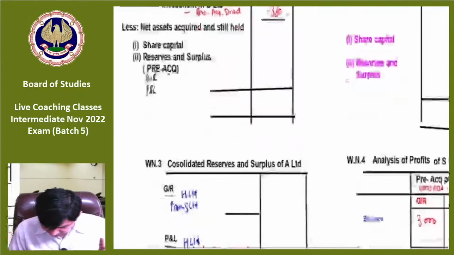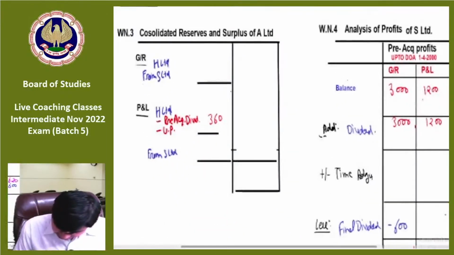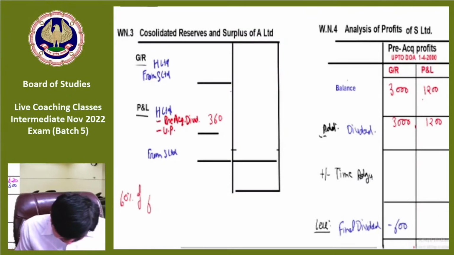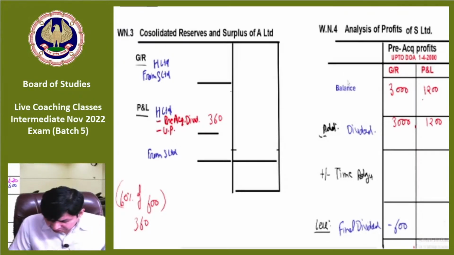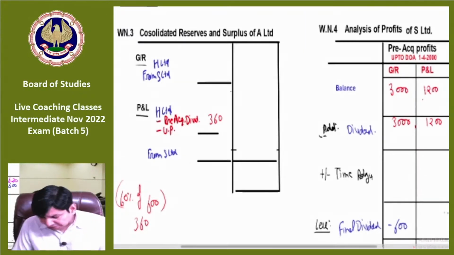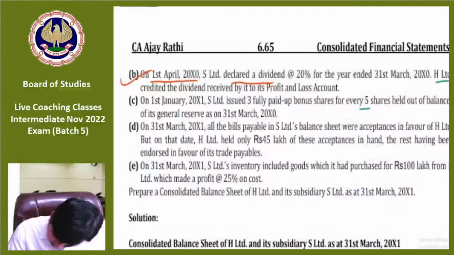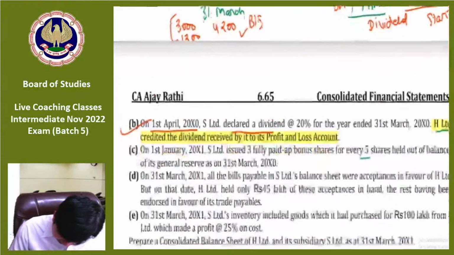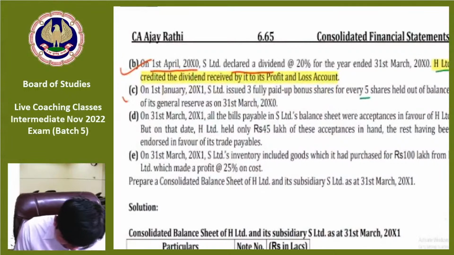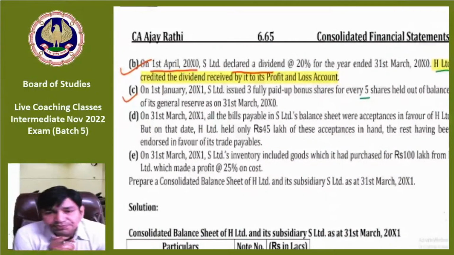360 clear. The pre-acquisition dividend is how much? Out of 600, we are receiving 60% of 600. That becomes 360. That is the figure in the hands of the holding company, and the holding company's accountant has made a mistake and credited it to P&L. The same thing has been given in the question also. So our B adjustment is completed and A adjustment is also completed. Now we are moving to the next part of the adjustment, that is C. Clear till now?